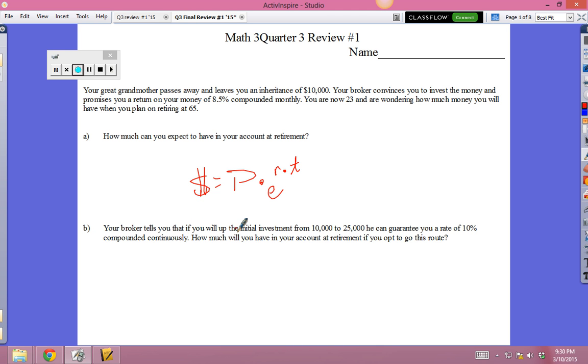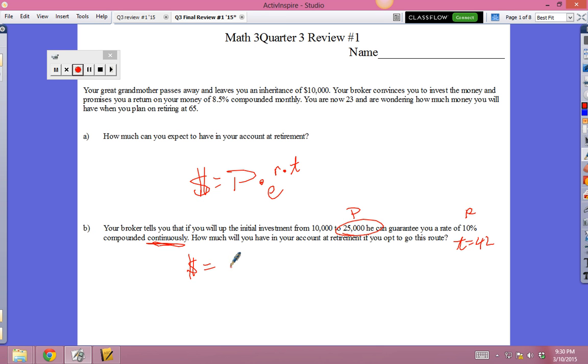So now the broker says he'll give you a better deal if you invest more money. So now you're going to invest 25 grand. So that's P, he's going to give you a better rate, that's R, and he's going to compound it continuously, so every second. How much are you going to have in your account at retirement? So the time is still 42.